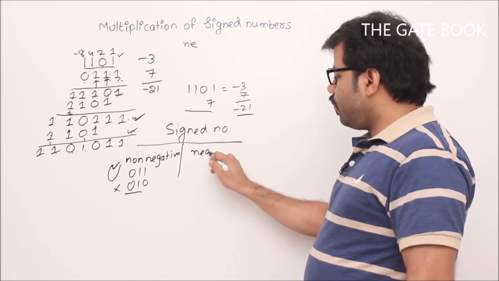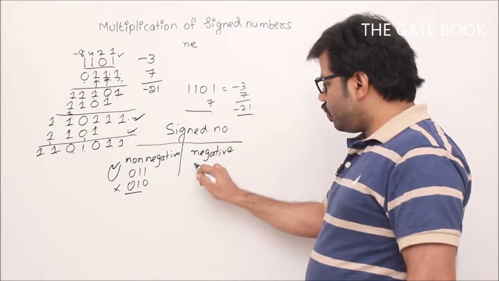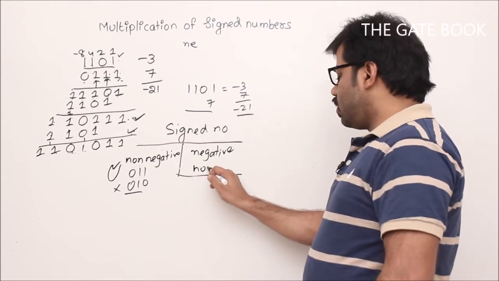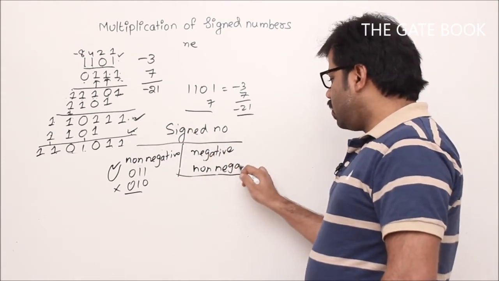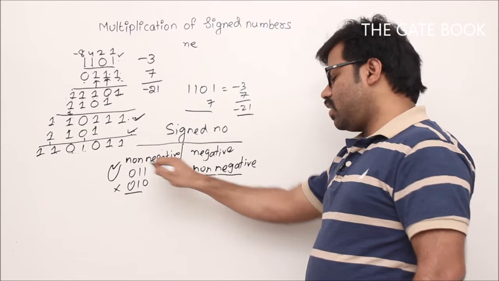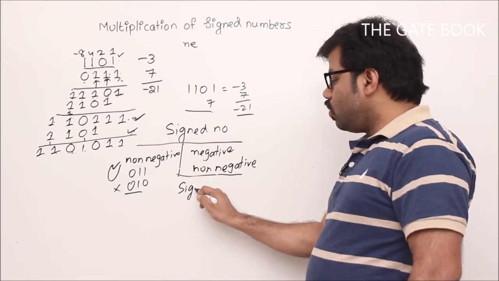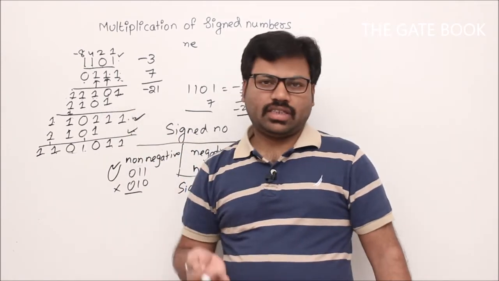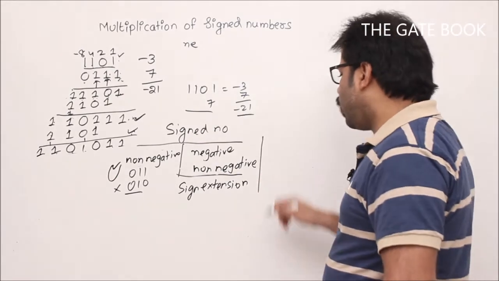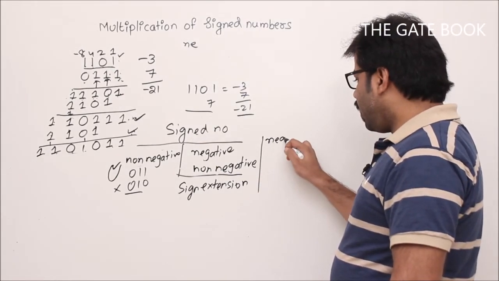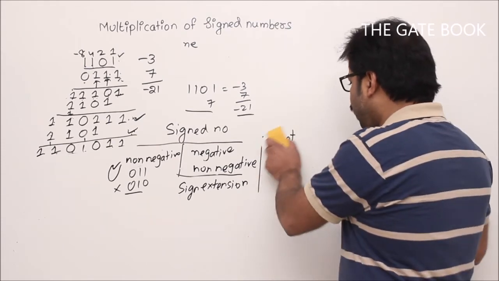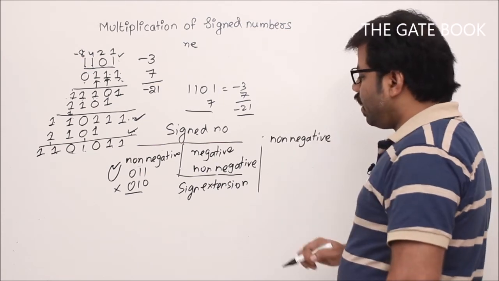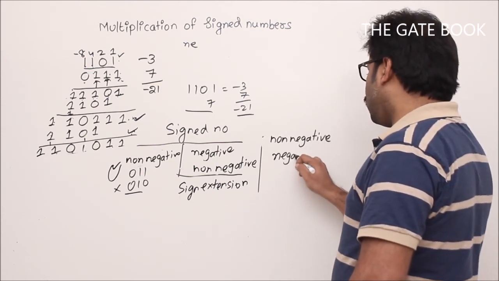What if one is negative and one is positive, or non-negative? Let us take one negative, second non-negative. In that case, the idea is again the same as unsigned number multiplication. The only thing we have to do is use a trick called sign extension, while shifting. That's it. Sir, there is one more case. What if your multiplicand is non-negative and the multiplier is negative? How do you solve this problem, sir?